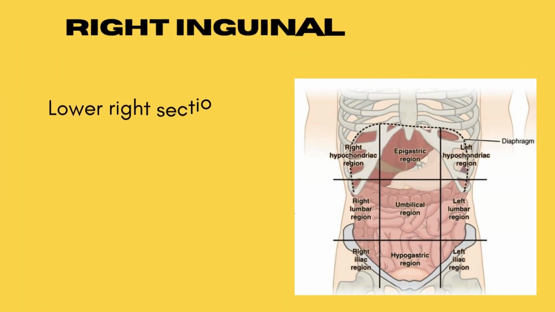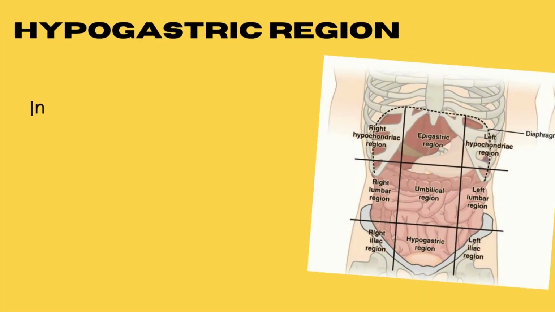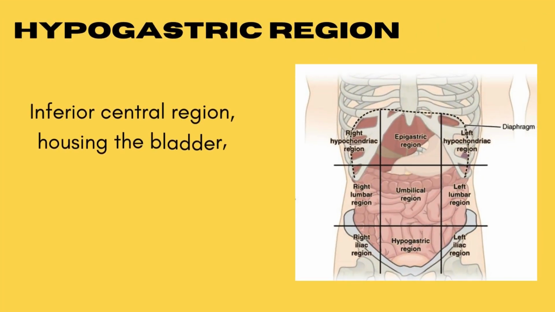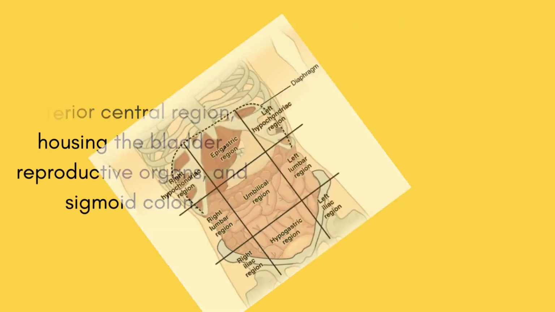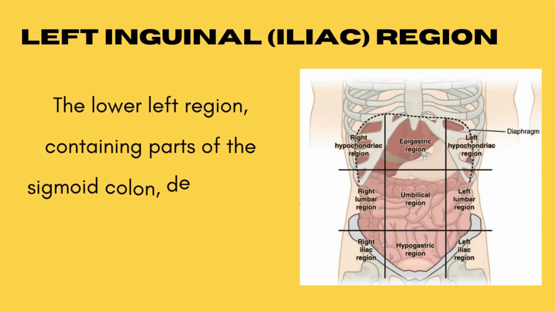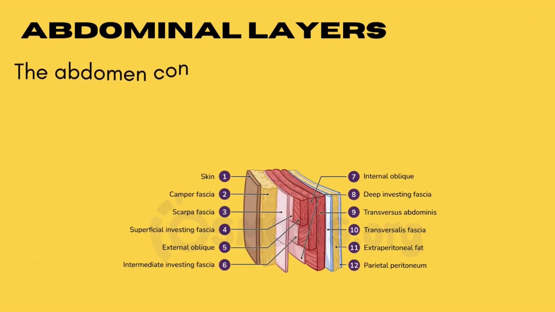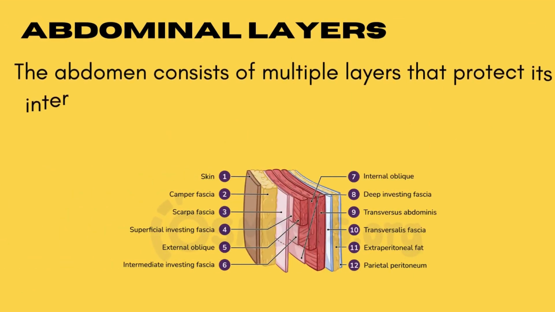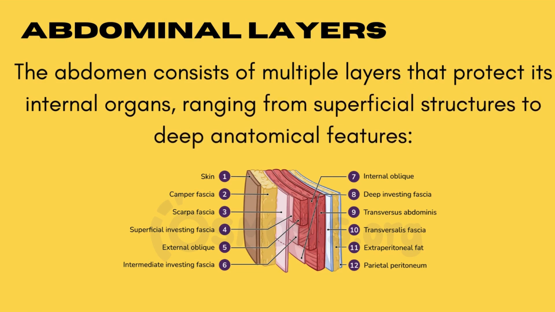Right inguinal iliac region. Lower right section, including portions of the appendix, cecum, and ileum. Hypogastric region. Inferior central region, housing the bladder, reproductive organs, and sigmoid colon. Left inguinal iliac region. The lower left region, containing parts of the sigmoid colon, descending colon, and left ovary in females. Abdominal layers. The abdomen consists of multiple layers that protect its internal organs, ranging from superficial structures to deep anatomical features.